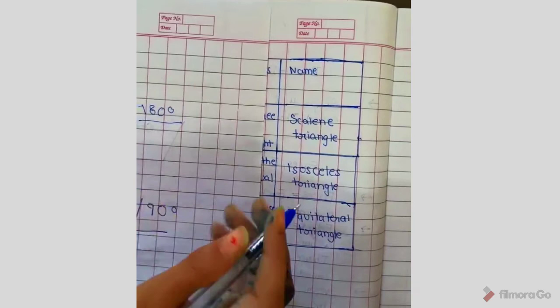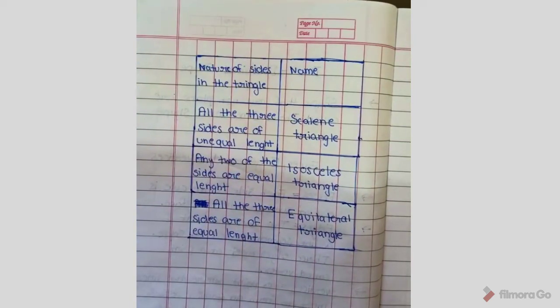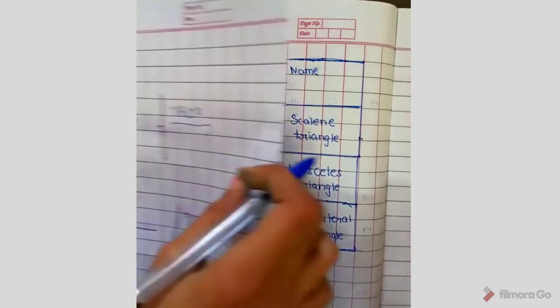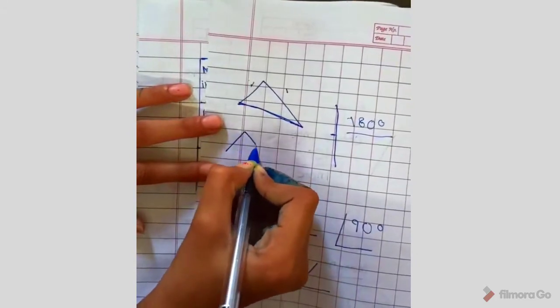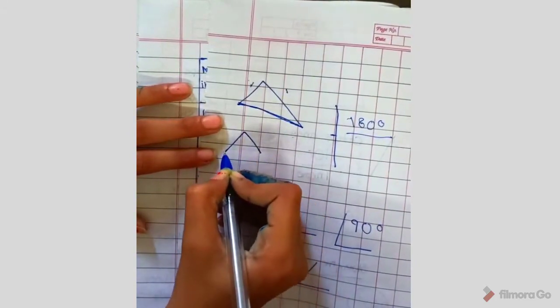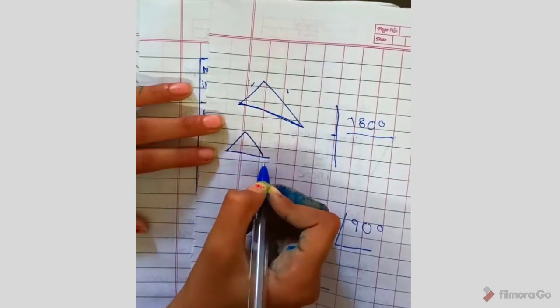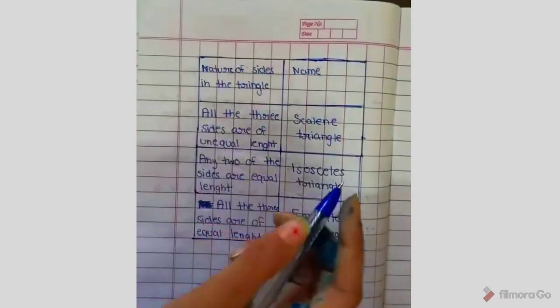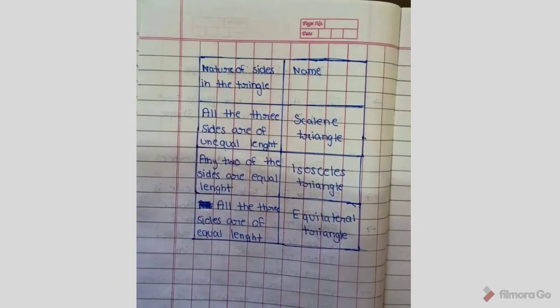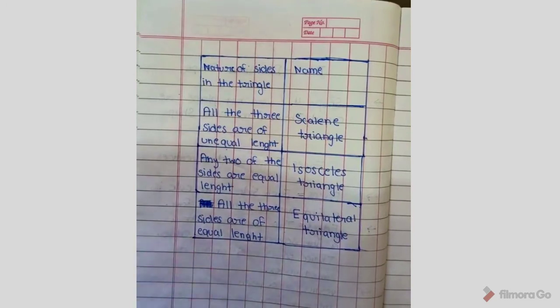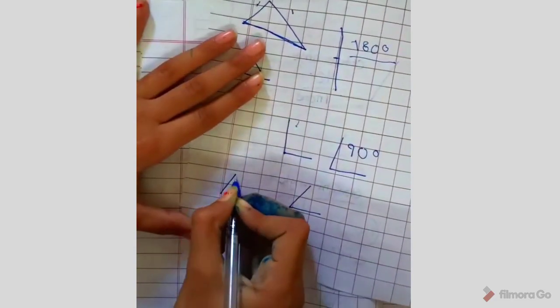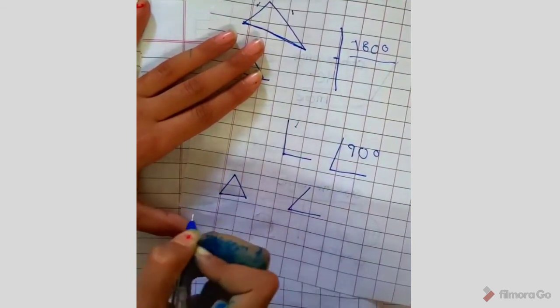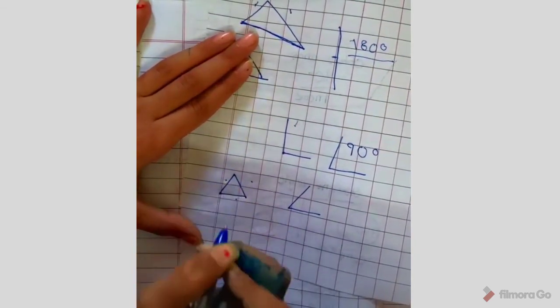Now let's move further, to the isosceles triangle. Any two of the sides are of equal length. The isosceles triangle is a triangle in which suppose these two lines have equal length, but this one has a bigger length. This type of triangle is known as the isosceles triangle. Now the last one is the equilateral triangle, a triangle in which all three sides are of equal length. It means a normal triangle that we make in which all the sides are of equal length.